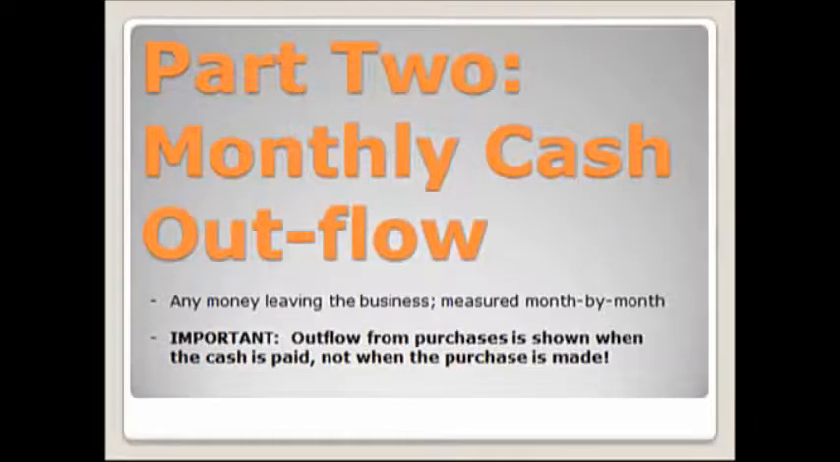Part 2 of the cash flow forecast is the monthly cash outflow. This is any money leaving the business, measured month by month on your cash flow forecast. It's also important to remember here that the outflow from purchases is shown when the cash is paid to your supplier, not when the purchase is made.